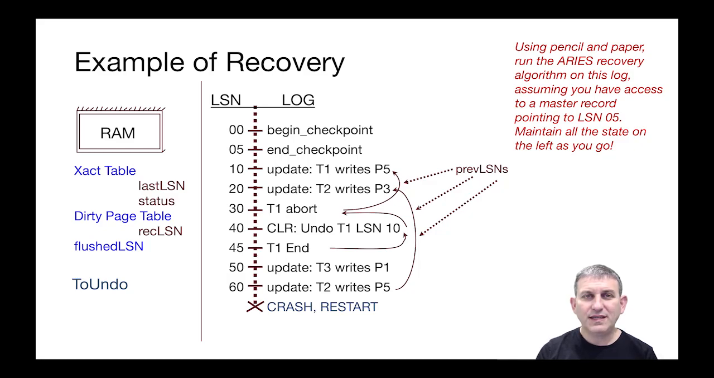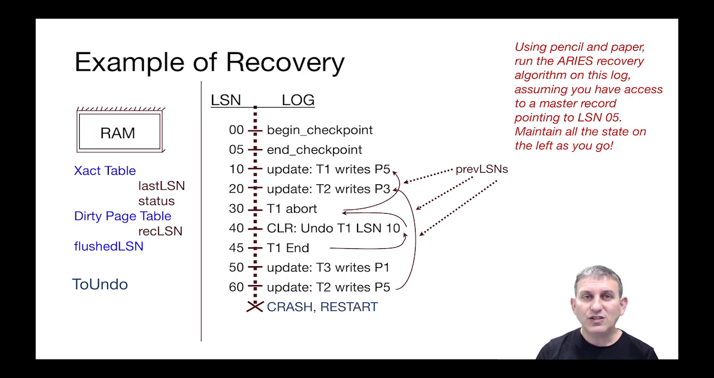On this slide, you see an example of a little log that goes from the beginning of time to a crash. And then on the left, you see a reminder of all the state in RAM that you would gather during recovery. The goal here is to take this log, and using pencil and paper, run the Aries algorithm on the log, writing additional log records as you go, and updating the state of the data structures in RAM. If you can do all that, then you clearly understand the Aries algorithm.